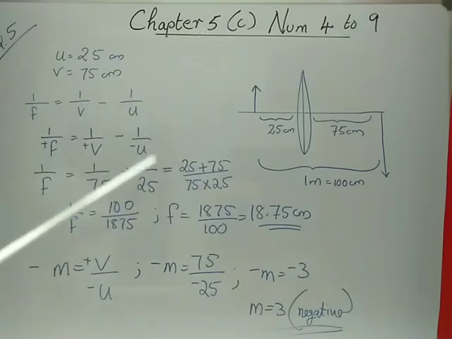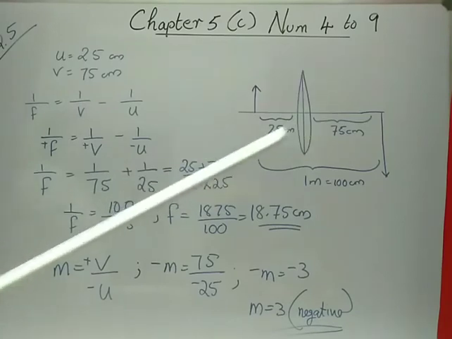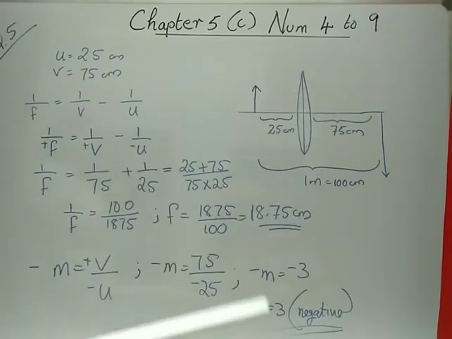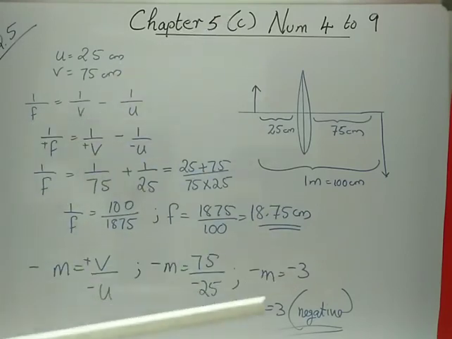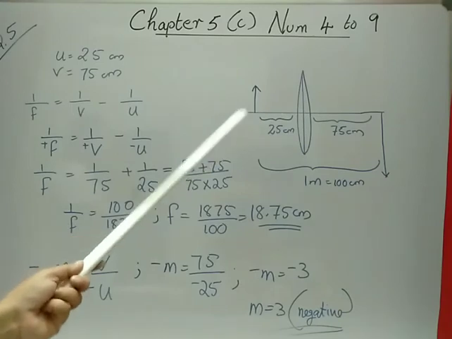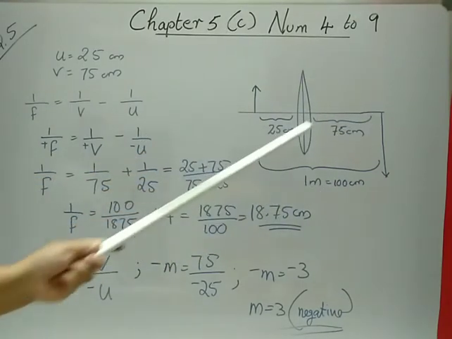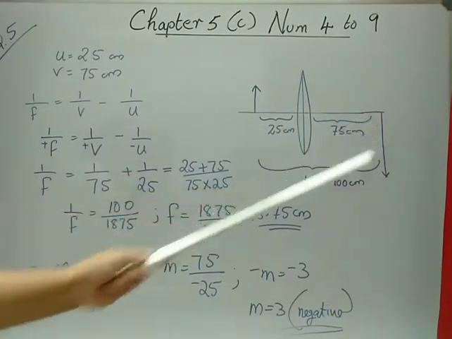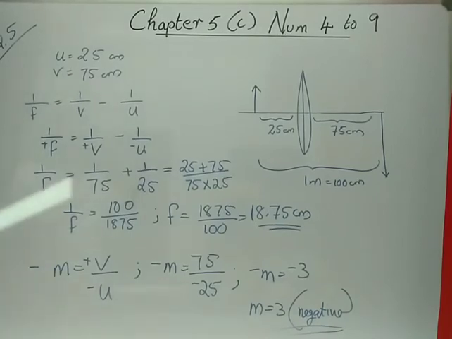And you know we are getting the image on the opposite side, so it will be inverted. That means magnification will be negative, downward direction. And here U is always negative. Image getting on the opposite side, that is on the principal axis in the direction, V is positive. So we have U is 25 centimeter, V is 75 centimeter.